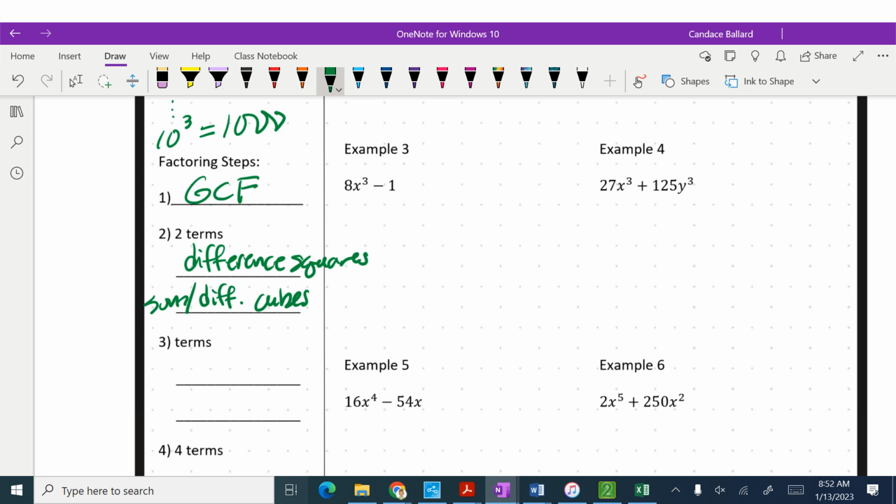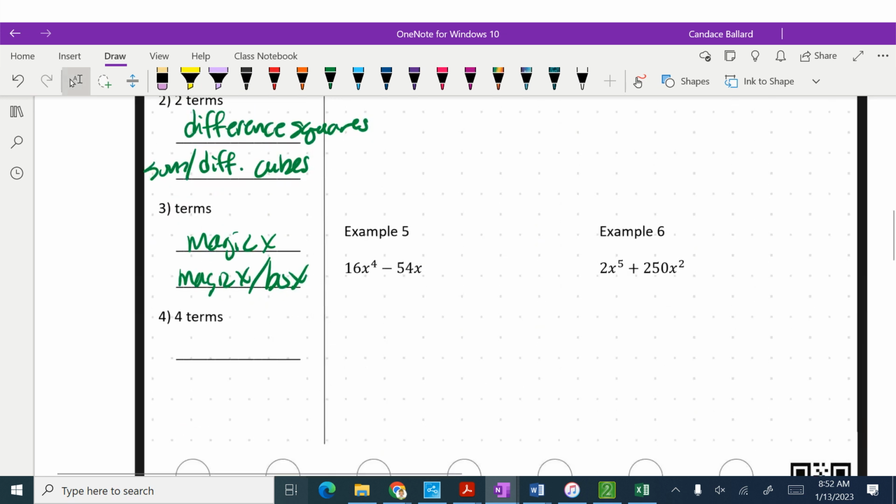Okay. When we have 3 terms, that's when we do the magic X and the magic X box, right? Those are our options, depending upon if we have a leading coefficient or not. We won't learn this one until Tuesday because you've been working so hard since we've been back from winter break that we need a day off on Monday, right? So I'm giving you Monday off. All right. It was all my idea. Okay. All right. 4 terms is grouping. So we'll talk about grouping on Tuesday.